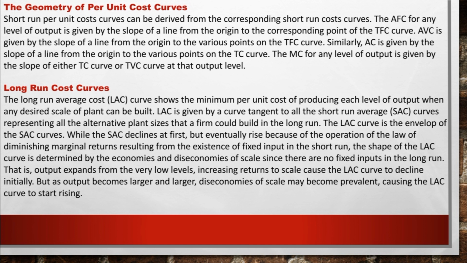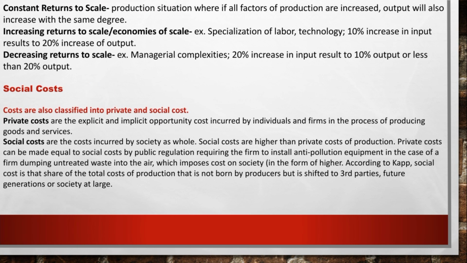That is, as output expands from very low levels, increasing returns to scale cause the long-run average cost curve to decline initially. But as output becomes larger and larger, these economies of scale may become equivalent, causing the curve to start rising. Constant returns to scale.